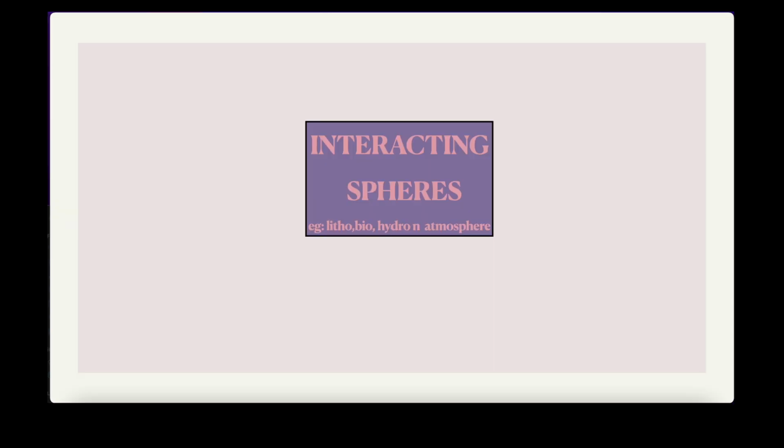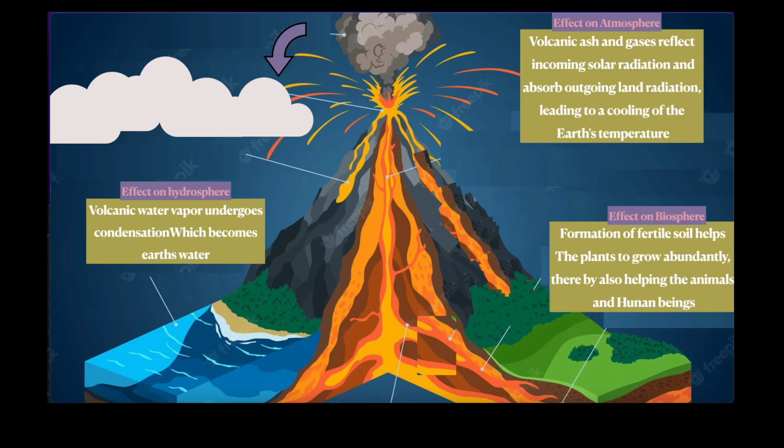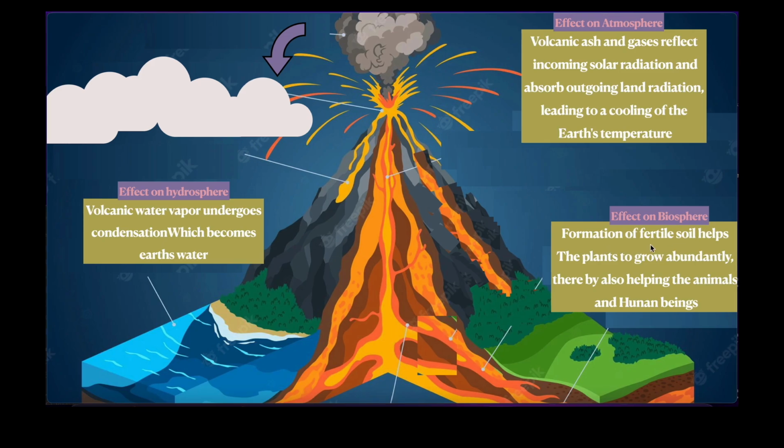Let's see another example wherein there's an interaction between the lithosphere, biosphere, hydrosphere, and atmosphere. Basically, all the spheres getting involved. What could that be? An example of all the spheres getting involved would be a volcanic eruption. So how does it affect them? In the atmosphere, the volcanic ashes and gases coming out reflect the incoming solar radiation and absorb outgoing land radiation, leading to the cooling of the Earth's atmosphere. Biosphere: formation of fertile soil helps the plants grow abundantly, thereby helping the animals and human beings.